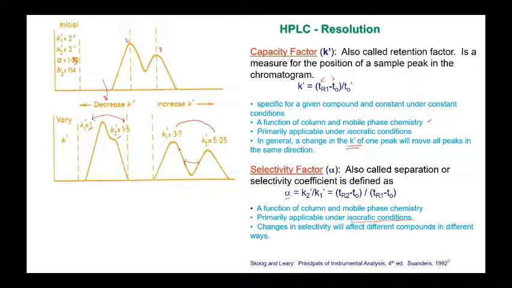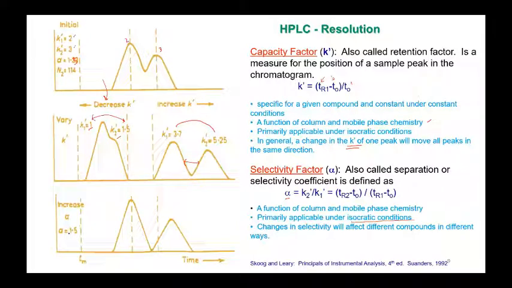In another way, the capacity factor can indirectly indicate the resolution. Here the alpha is given as 1.5. When the value is varying more, if your alpha, K2 by K1, is even more, you have further resolution. That means K1 and K2 are differing much more. So ultimately the selectivity factor or the capacity factor are indirectly telling you the resolution information. So I'm stopping here.